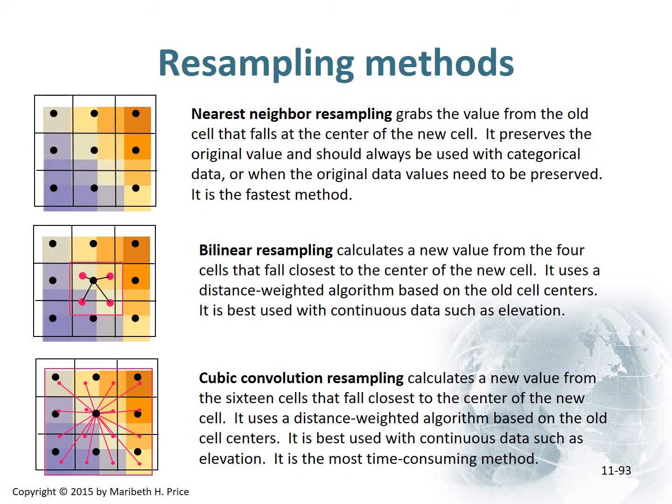Nearest neighbor gives you the sharpest image. Cubic convolution blurs or dulls your data more than the others. Bilinear is somewhere in between. Cubic is the slowest. Nearest neighbor is the fastest.